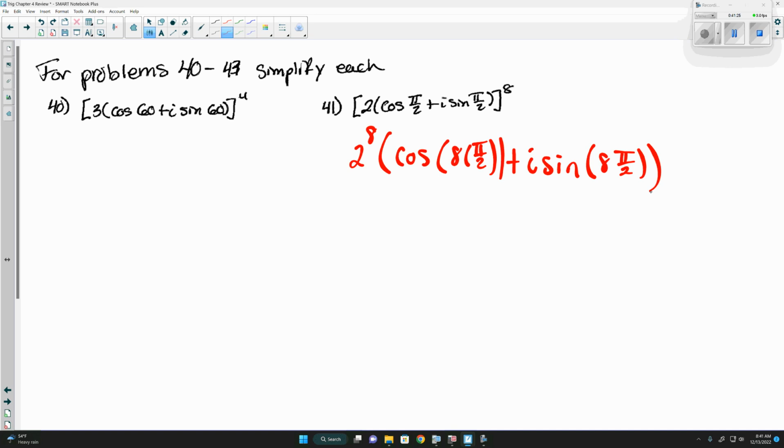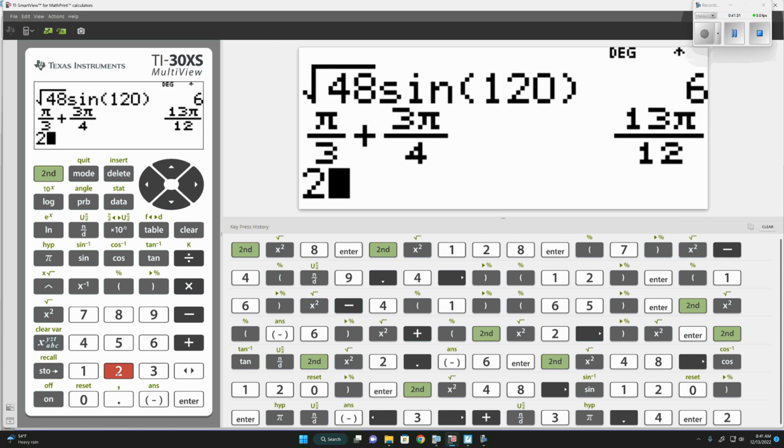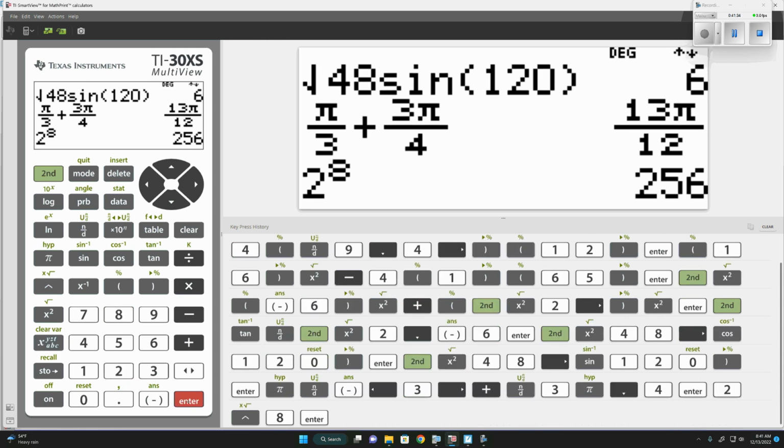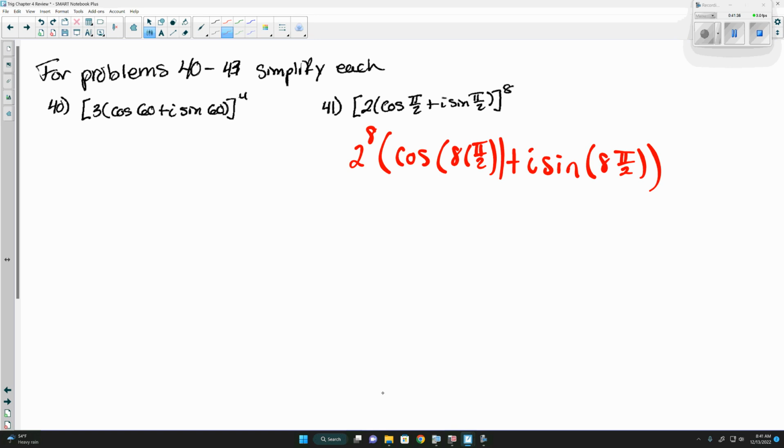And you have to have it in polar form to do this. Now 2 to the 8th is going to be a decently big number. It's not going to be outrageous, 256. So we can plug that in a calculator, let it do it for us. Now we can do 8 times pi over 2, which is going to be 4 pi times I sine of 4 pi. And that's it.